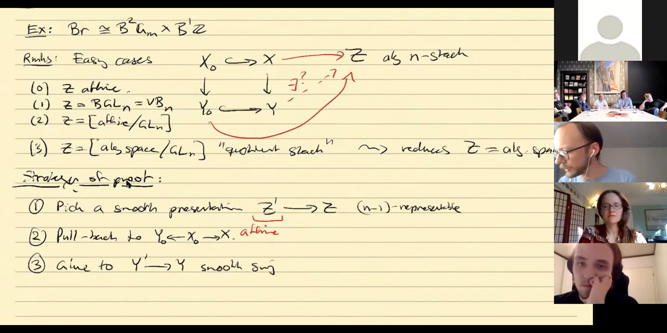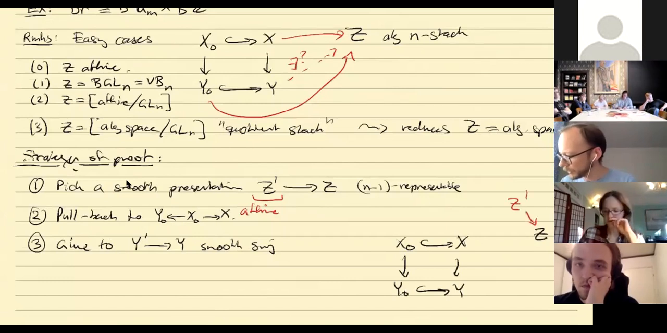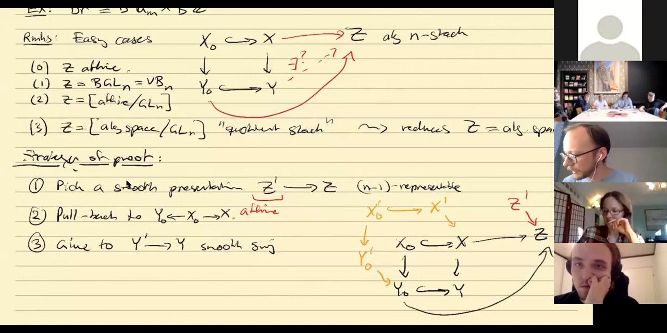So perhaps this could be clarified with a picture. I have my X naught, X, Y naught, Y. I have my Z. The first step, I take a Z prime, and I pull this back to X prime naught and Y naught prime. So I'm given maps here, so I can pull back Z prime along these maps, and then I want to descend this to some Y prime here. So I guess this is step 3 here in pink, and step 2 here in orange, and step 1 in red.